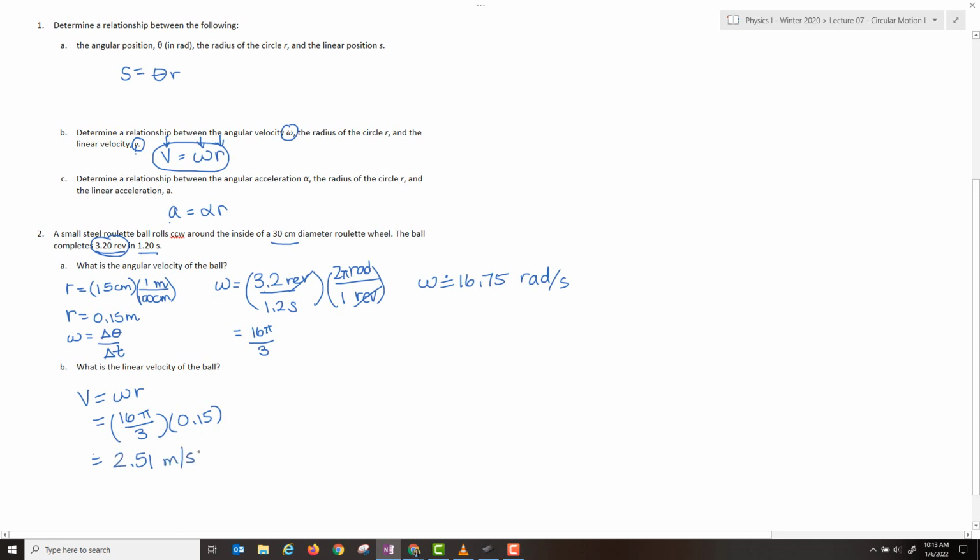This is just our regular velocity. Okay, velocity is a vector, so we should include the direction. So I don't know the direction this is traveling in. It's a ball that's traveling counterclockwise around a circle. But in terms of linear velocity, I'm just going to say it's going forward.